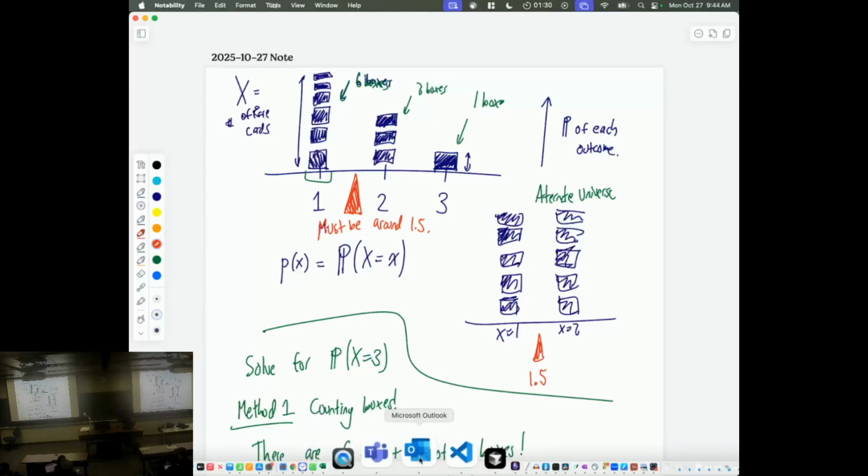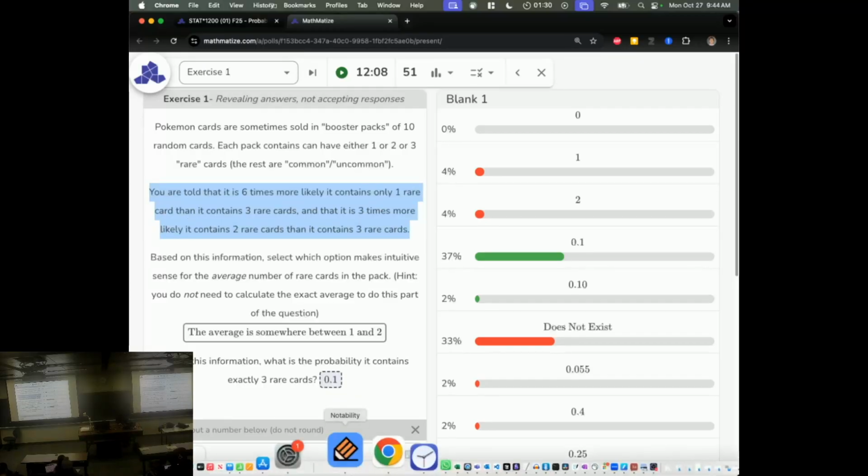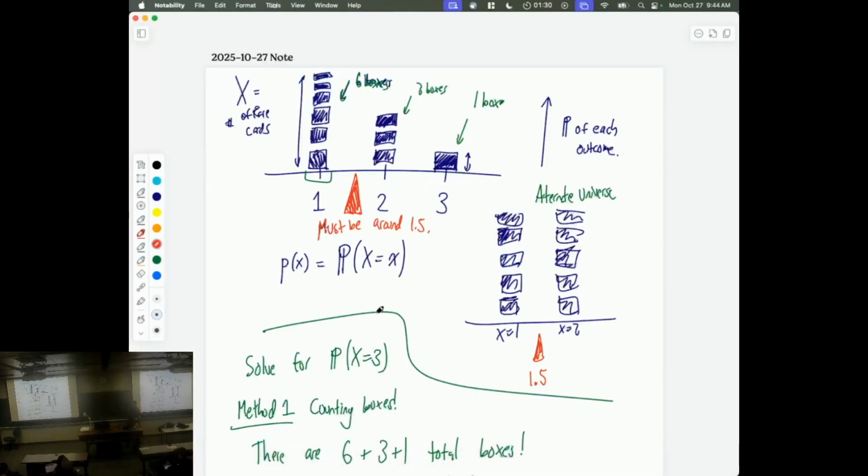Let's open this back up. Okay, so we took the information, we turned it into these 6, 3, 1 situations, and now, last but not least, I'm going to calculate the average. But any questions or comments about what's going on so far? Yeah.